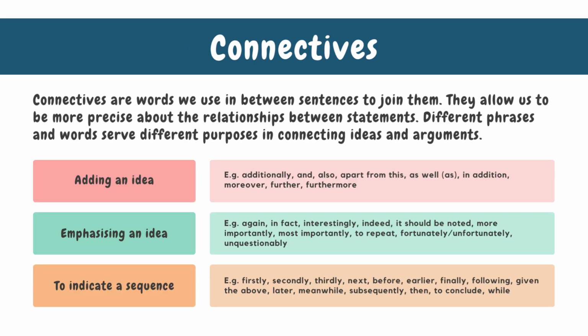Connectives. Connectives are words we use in between sentences to join them. They allow us to be more precise about the relationships between statements. Different phrases and words serve different purposes in connecting ideas and arguments. Adding an idea. Examples are additionally, and, also, apart from this, as well, as, in addition, moreover, further, furthermore.